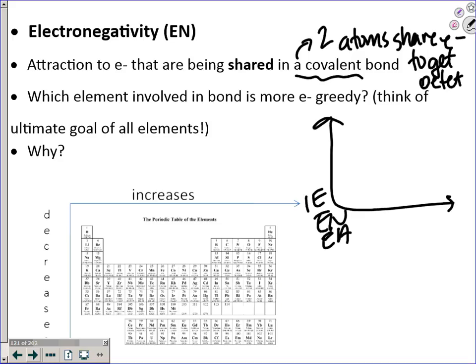Okay, so with reference to this, the atoms or the elements on the periodic table that definitely want electrons, read who?